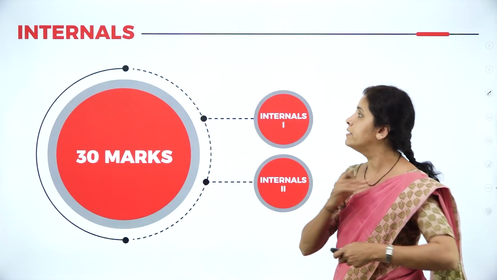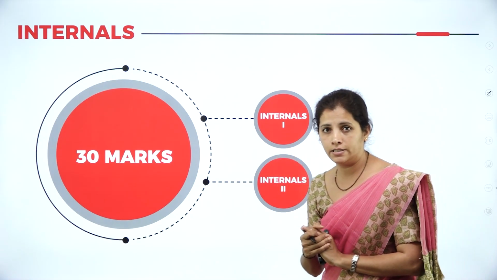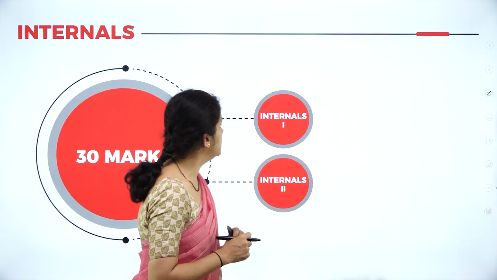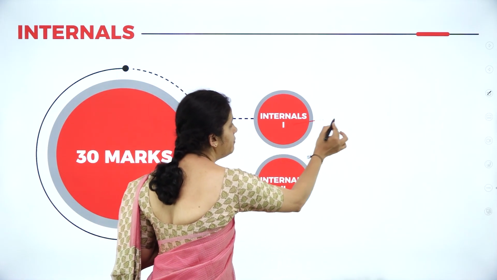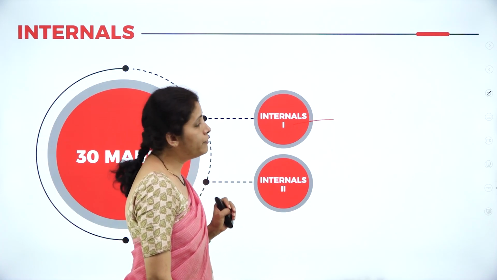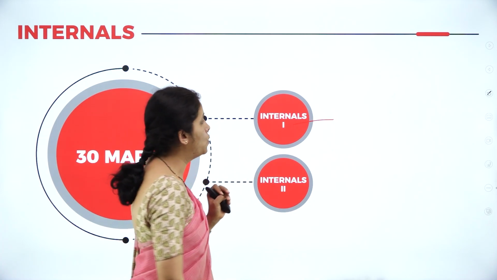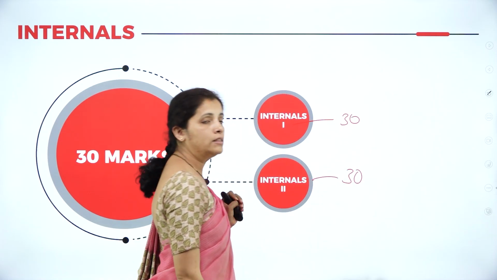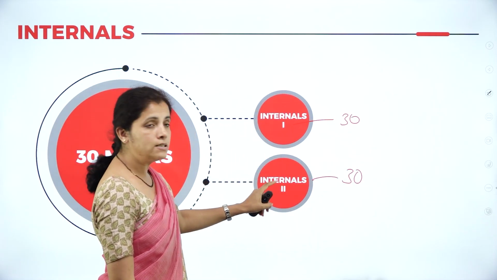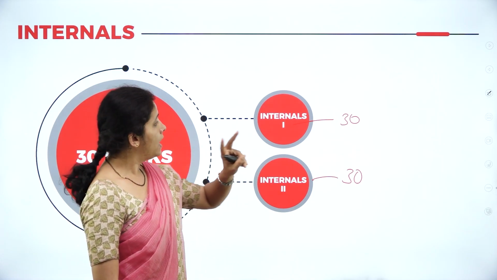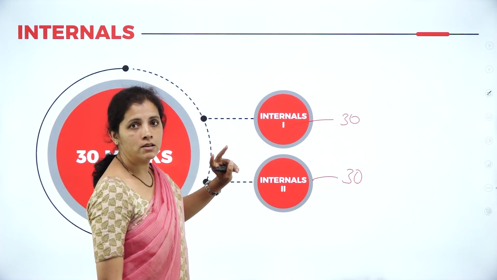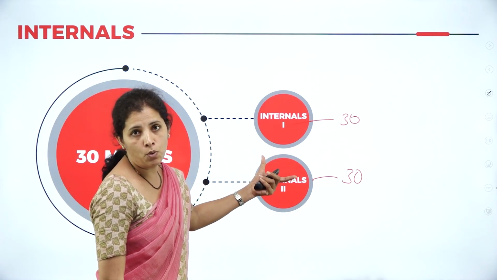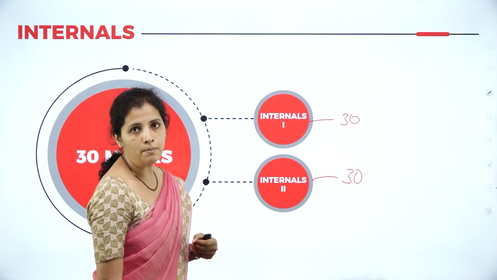Okay, fine. If I consider internals, how many internals? Only 2 internals. And if I write the first internal, for how many marks am I going to write? Only for 30. And here also only for 30. So I have 2 internals. And how am I going to finalize the marks? That is, the internal in which you got more marks is your final marks.